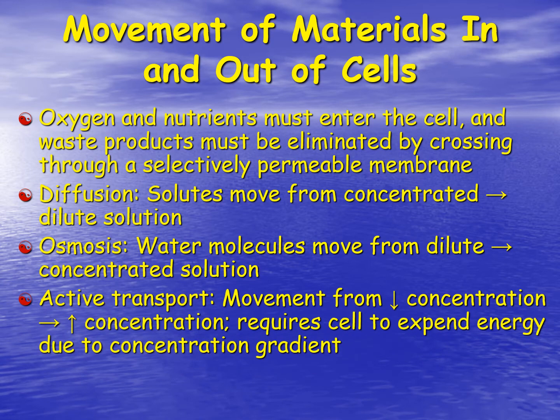Now, diffusion and osmosis are actually what we call passive movements. No energy is expended by the cell. Active transport, however, is where energy must be used in order to move something. This movement is from an area of low concentration to an area of high concentration. This requires the cell to expend energy in the form of ATP to go against the concentration gradient.